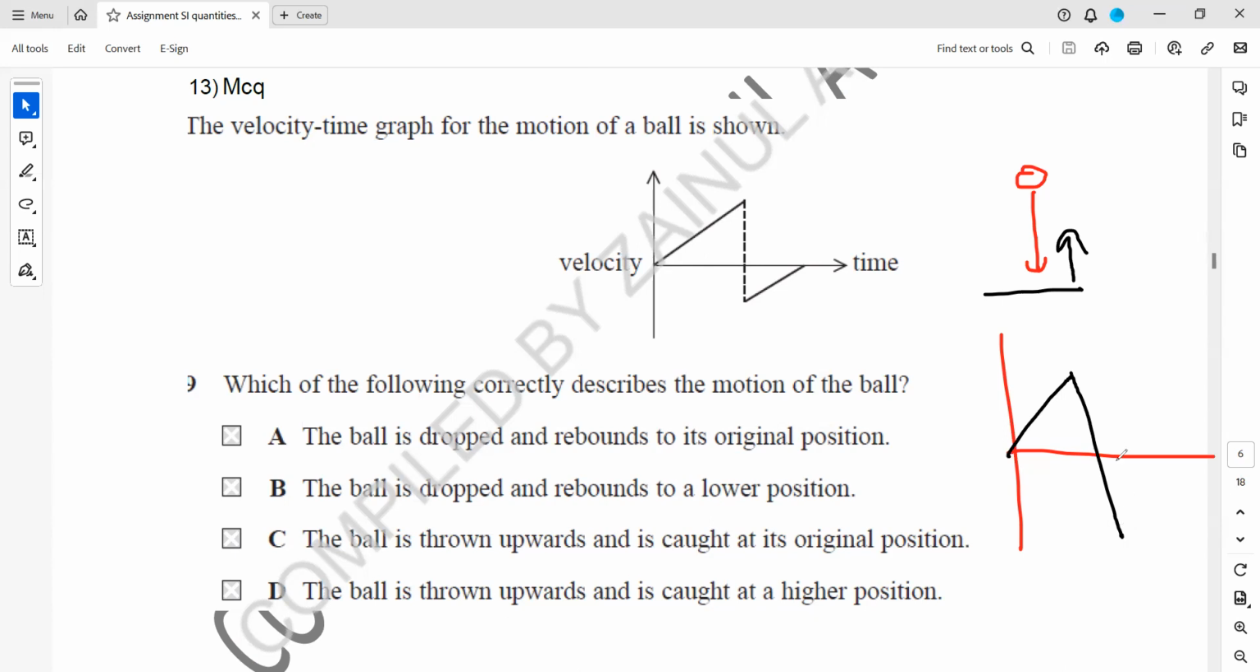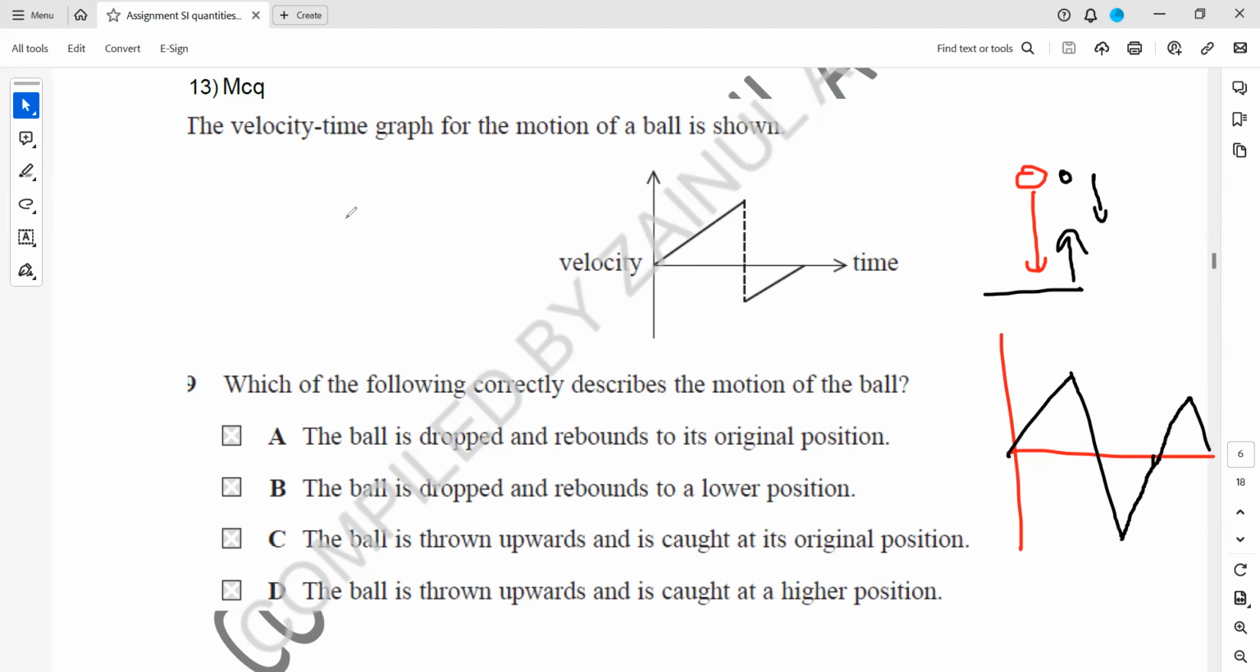And then again, as it is going up, it will decelerate, so slow down. When it reaches a maximum height, its velocity will be zero. And then coming down again, the velocity will start to increase, and this will continue.